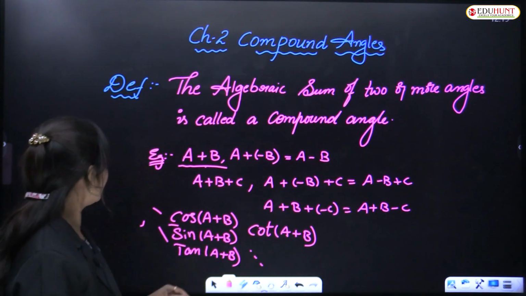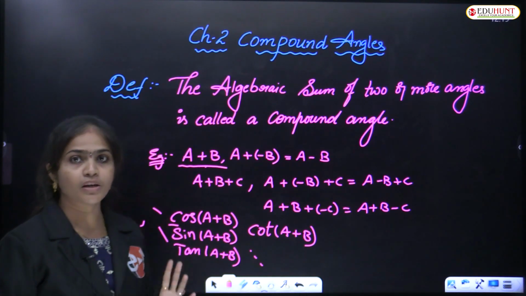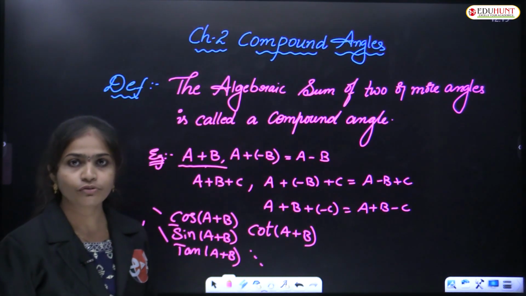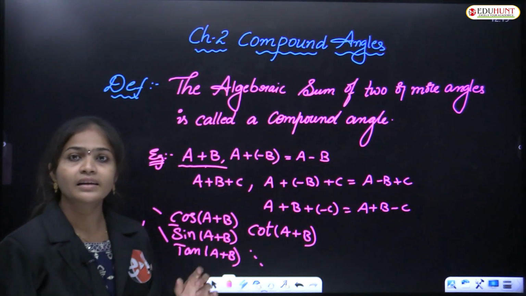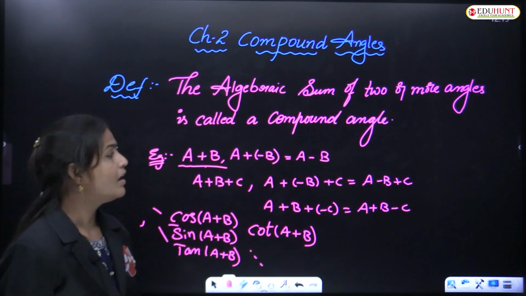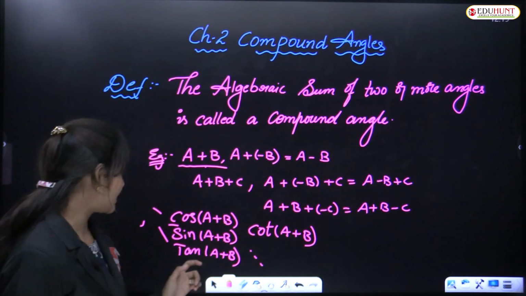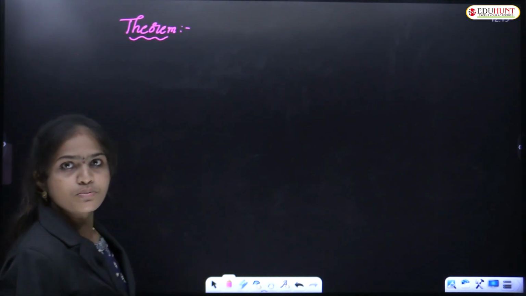First we will discuss one proof, which is very important. By using that proof we can find the leftover formulas also. How to derive that formula, we will see next. Here we will discuss one theorem.